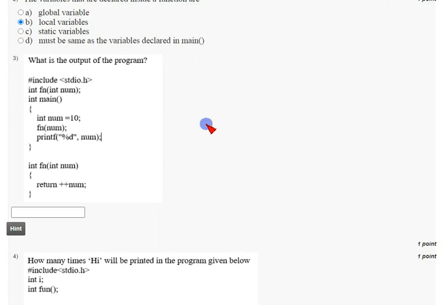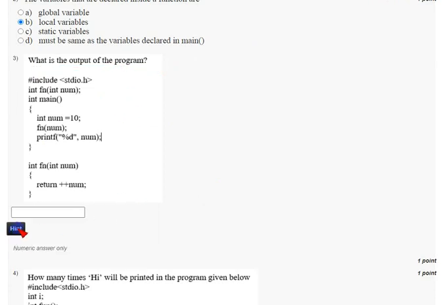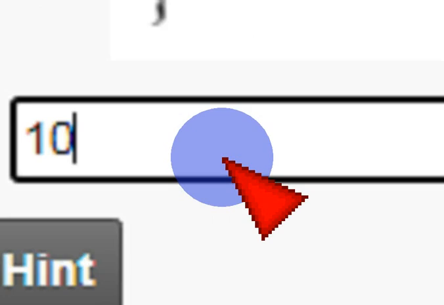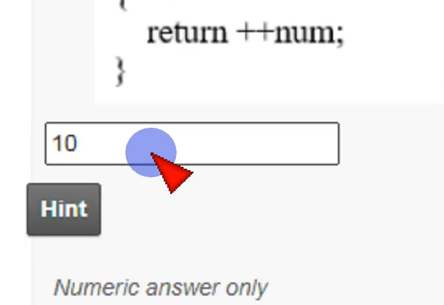And coming to the third question, it is actually a program. What is the output of the program? We have to give the answer for this program in this numerical box. So when I did this in the C compiler, I got the answer as 10. So you can see this answer is 10.